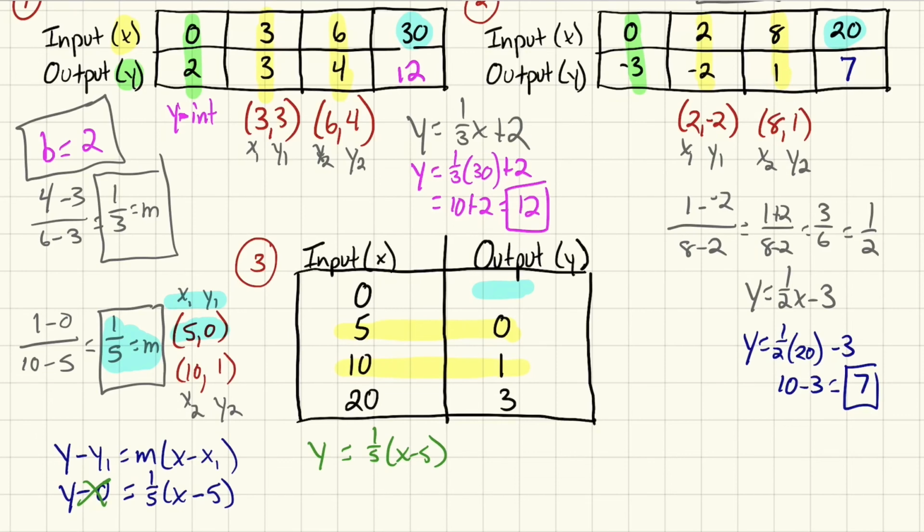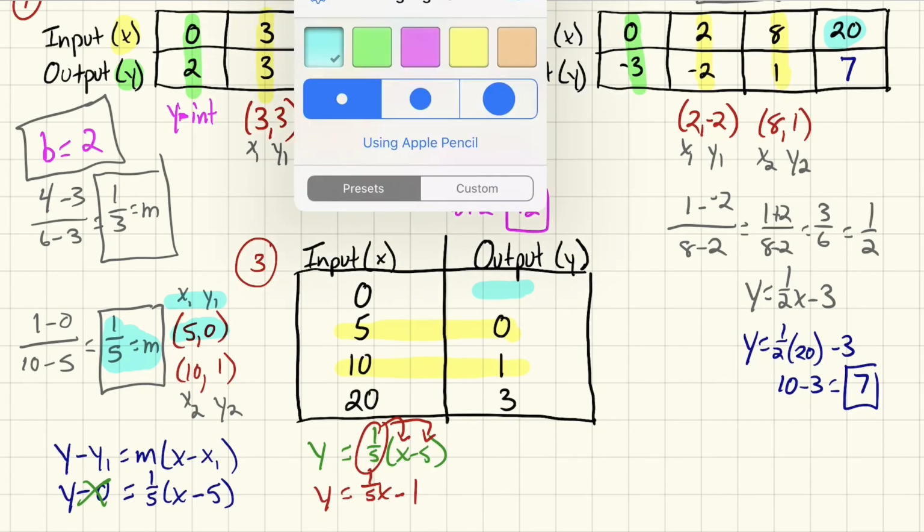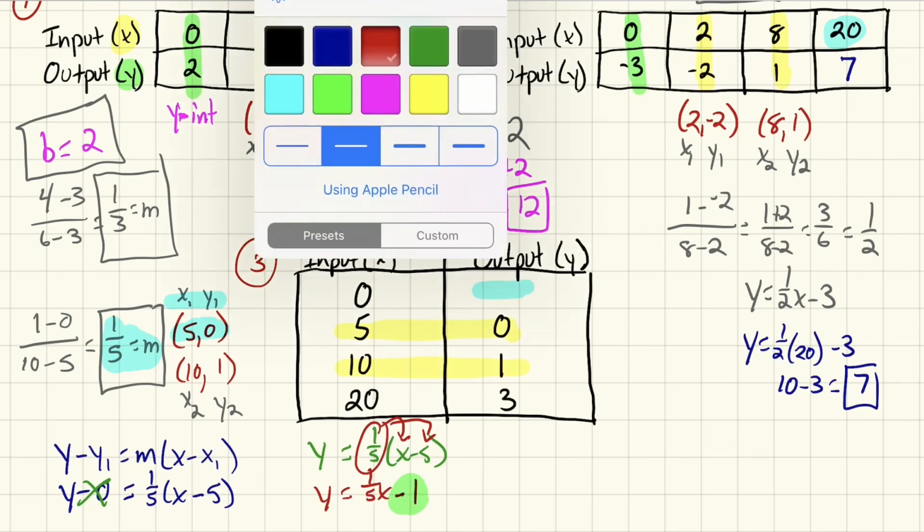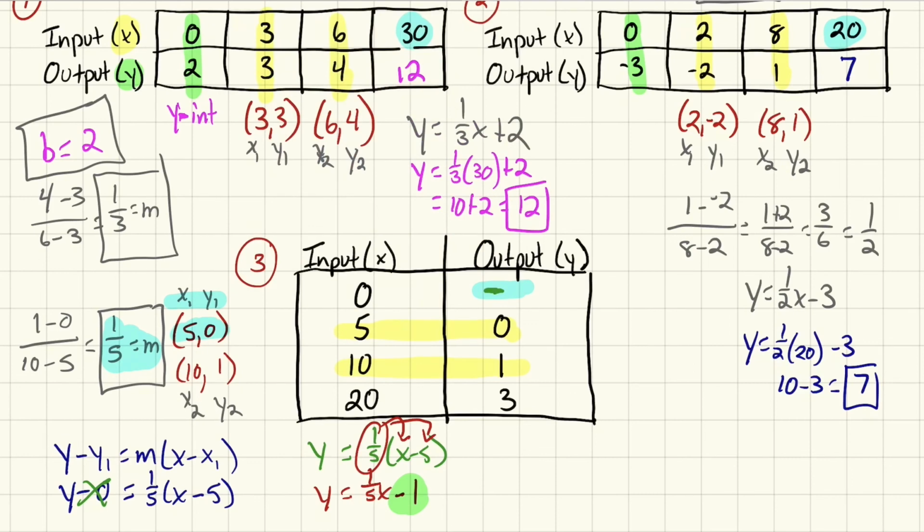And then we can use our friend, the distributive property, to simplify. And that ends up giving me y equals 1/5 x minus 1, which tells me that my y-intercept, which I'm going to highlight in green since we've been using green for that step, our y-intercept is -1, which tells me that this number right here should be -1.